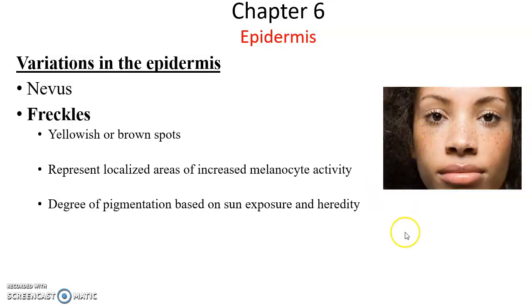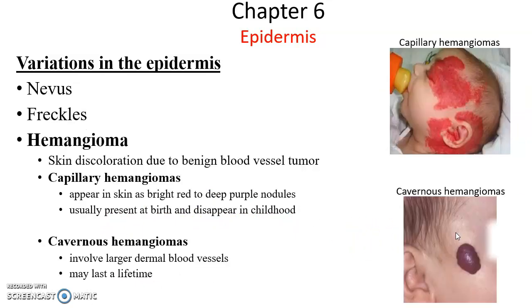Freckles are yellowish or brownish spots. They are areas where there is an increased activity in melanocytes. So more pigment is being produced in those localized areas, darkening those patches of skin. And this can be increased based on increased sun exposure and heredity.